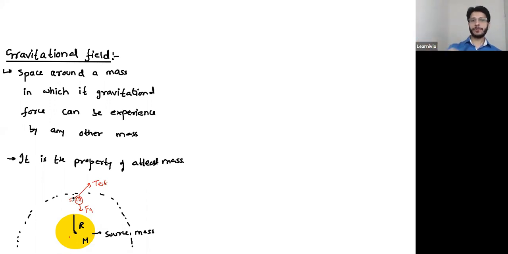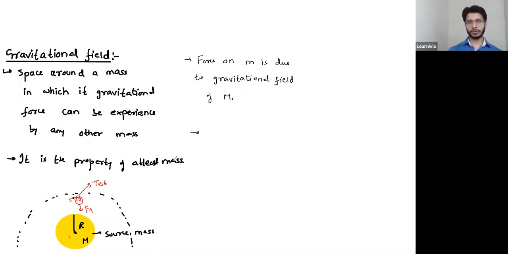In the language of field, the force on small m is due to the gravitational field of capital M. So when we talk about field, the mass first generates a field around itself, and in that field, another mass will experience a force. This is how we do it.